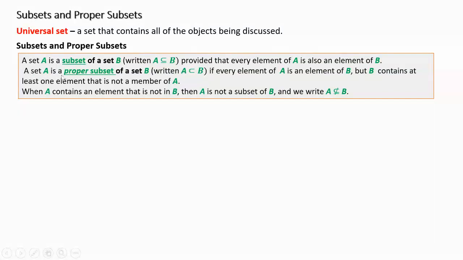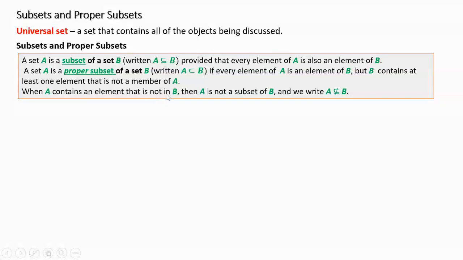And a set A is a proper subset of a set B, and this is the symbol for proper subset, like a straight C, if every element of A is an element of B, but B contains at least one element that is not in A. In other words, every element in A has to be in B, right? But B must contain another element that's not in A. That's what it means.